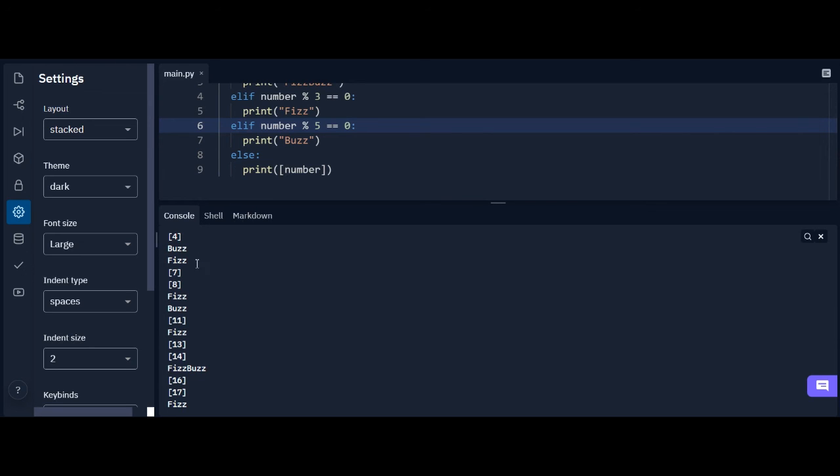So that's why it's giving me fizz. And 7 is not divisible by 3 or 5, so that's why it's printing the number. 8 is also the same case, so all is fine, right? So thank you.